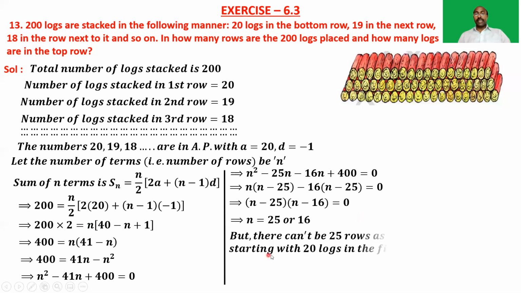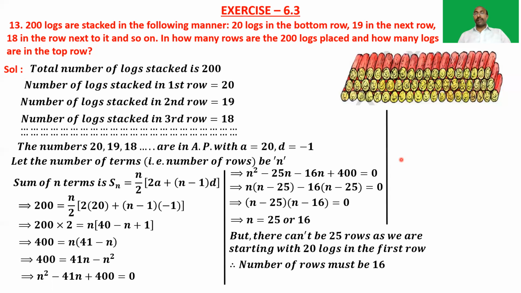But there can't be 25 rows, as we are starting with 20 logs in the first row. So after the 20th row, it becomes 0, and in the 21st row we have to put minus 1. But it is not possible to put minus 1 logs in any row. So there can't be 25 rows. So n must be 16. That is, the number of rows must be 16.